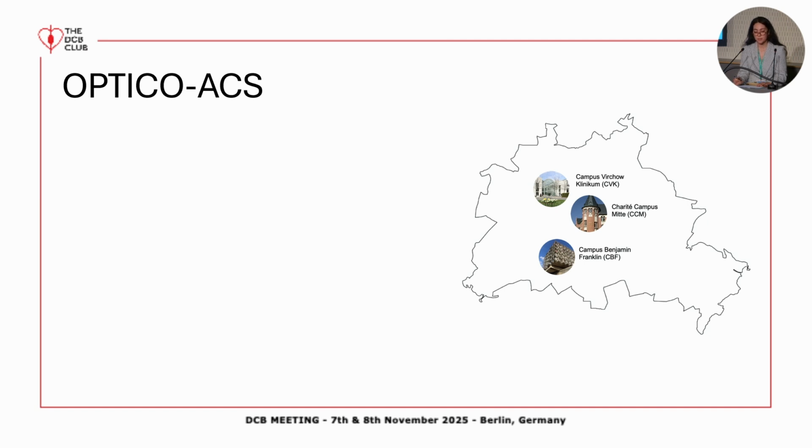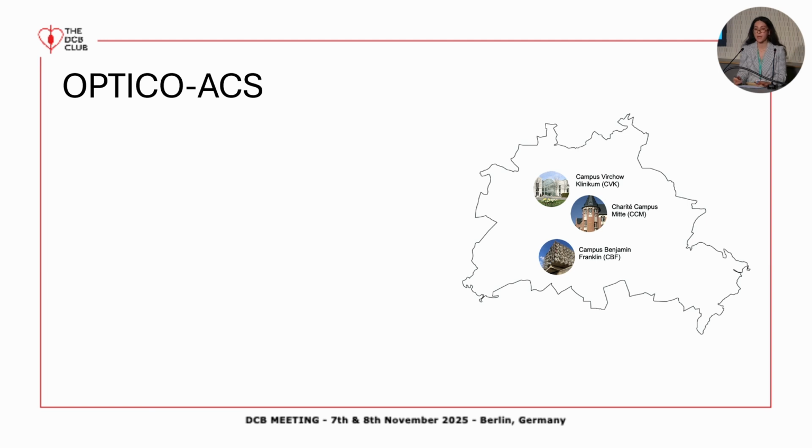OPTICO-ACS was a prospective, translational, multi-center study across the 3 Charité campuses. We included ACS patients, both STEMI and non-STEMI, and performed high-resolution OCT of the culprit lesion during PCI. Importantly, we didn't stop at imaging. We also performed intracoronary blood sampling at the culprit site to analyze local immune signatures.